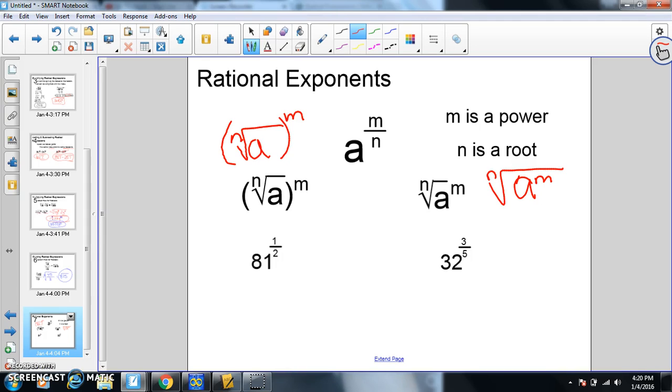So if we have 81 to the 1/2, that's the same thing as the square root of 81 to the 1st power, which is just 81. So the square root of 81 is 9.